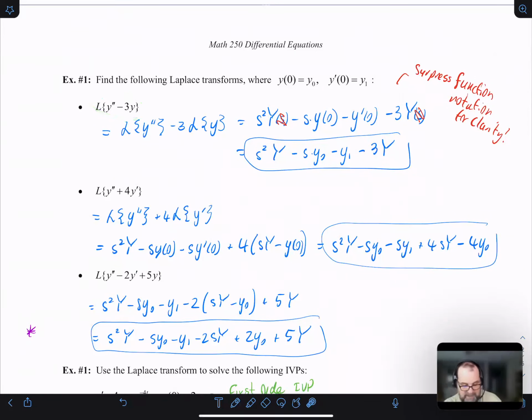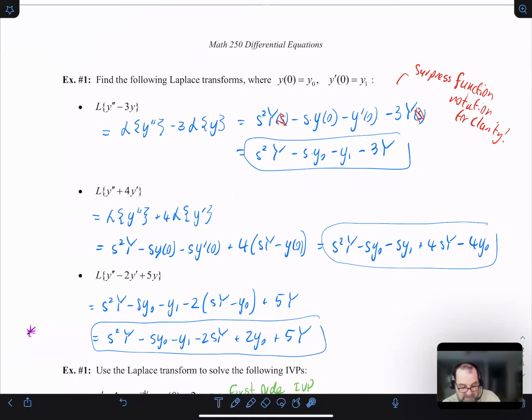What is the Laplace transform of y double prime minus 3y? So again, first of all, linearity. I can do this term by term. So the Laplace transform of y double prime minus 3 times the Laplace transform of y. This is a second derivative, so the Laplace transform is s squared, and then the Laplace transform of y is big Y, where I will suppress function notation, and then we would have an s y of 0 and a minus y prime of 0. So all of this becomes this by that previous rule.